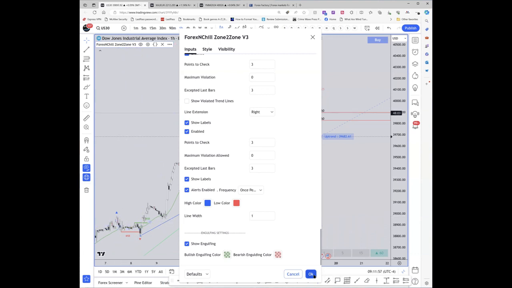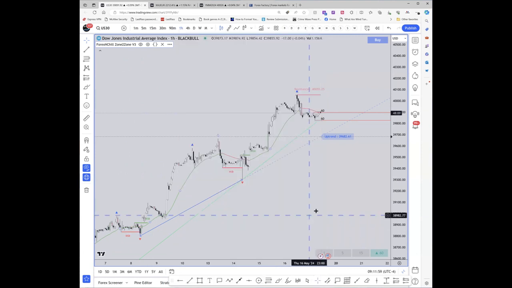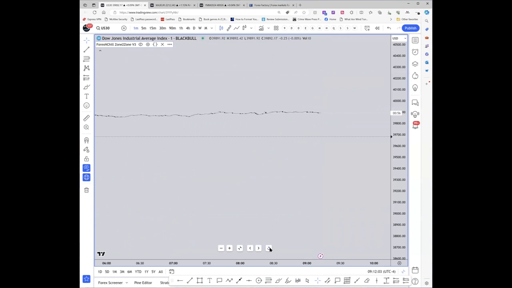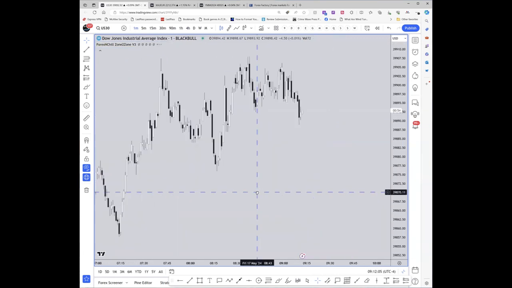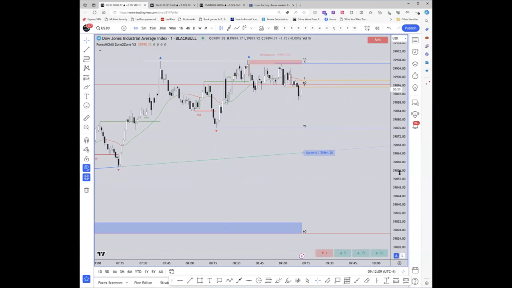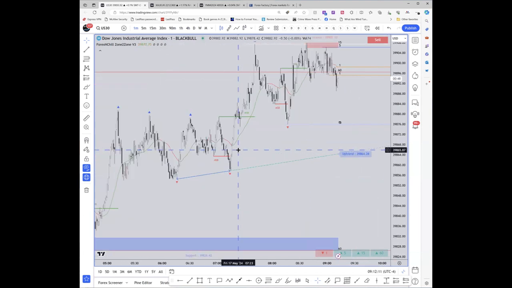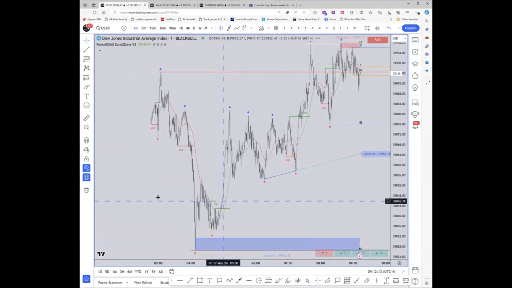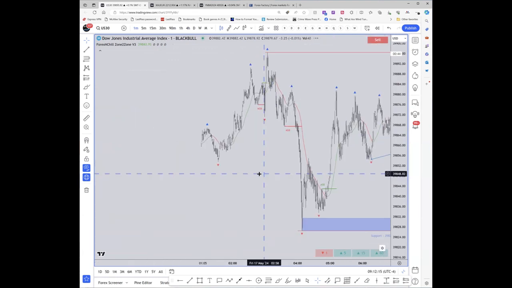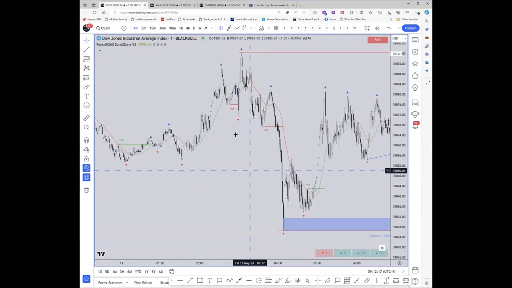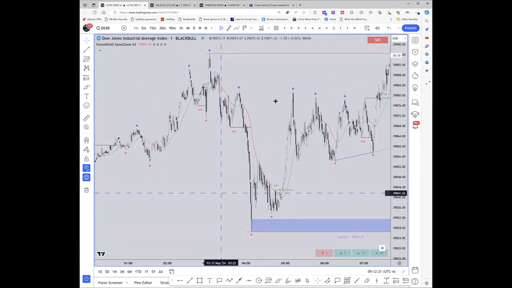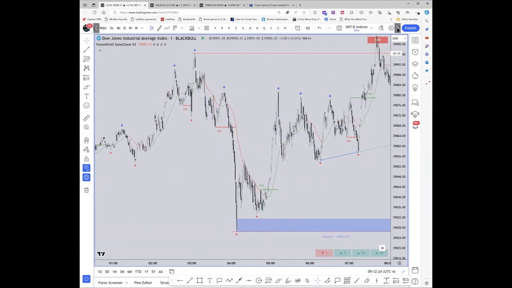engulfing. Right. So how did I use this yesterday? Well, everything was overbought, and I saw SMT divergence on the indices. So I started looking for sell opportunities. And this is where we were yesterday. Okay. So the fractals, and I'll show you those when we go back to the higher time frame. So let's cut this off and do a replay.